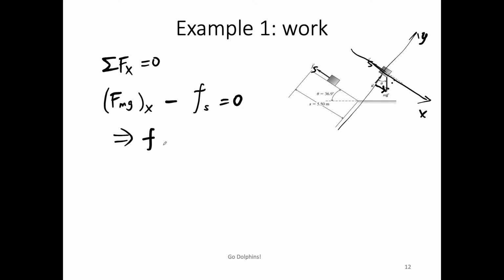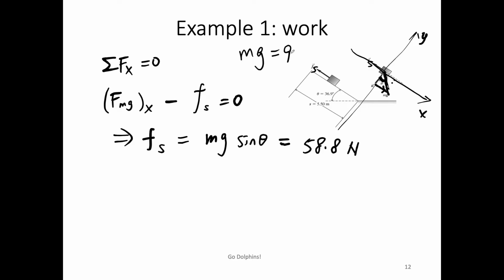So that gives me friction is the x component of mg. From trigonometry, it will be the opposite side of this angle theta, so it should be mg sine theta, because mg is the hypotenuse right now. I just need to plug in all the numbers for m and for theta, which is 36.9 degrees. I find my friction is 58.8 Newton. Okay. My mg is simple. mg is 98 Newton.